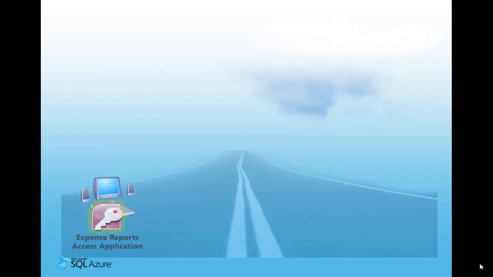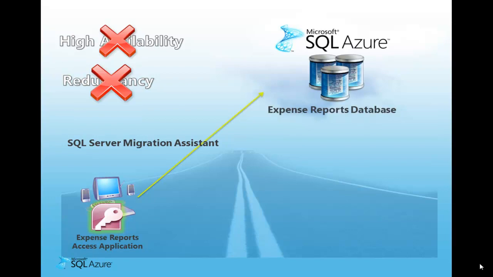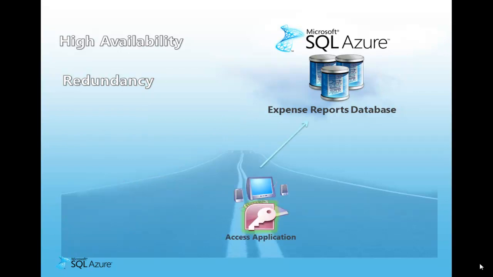Let's start with an existing Access application tracking employee expenses locally on a desktop machine. We will then use the SQL Server Migration Assistant for Access, or SSMA for short, to migrate the data to SQL Azure. Finally, we will show how no changes are required to continue using the Access application after the data migration.